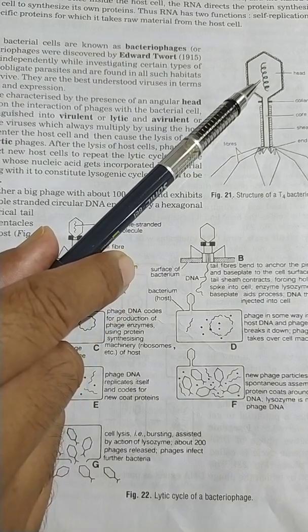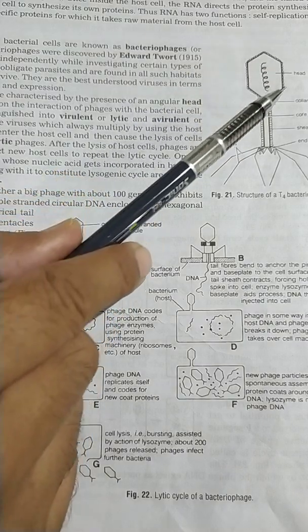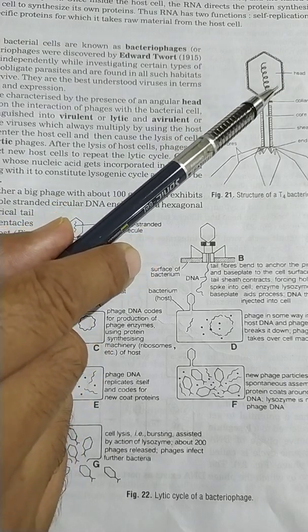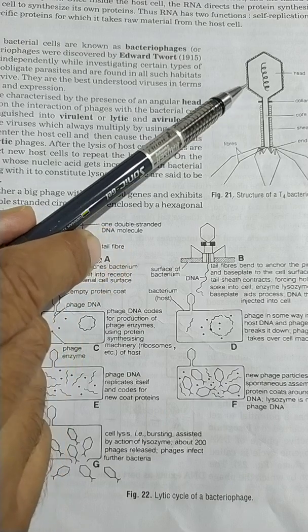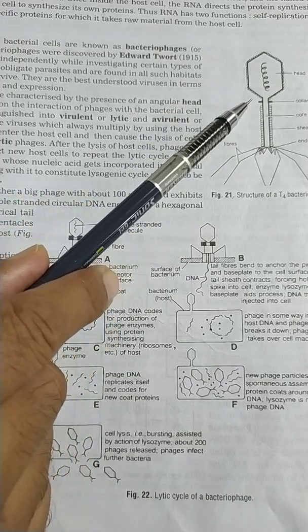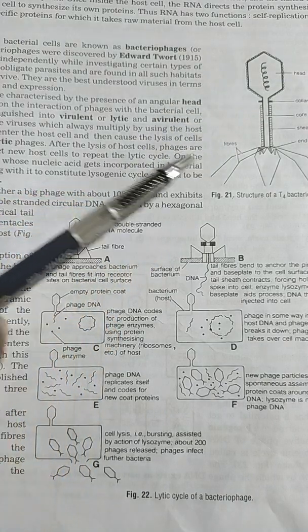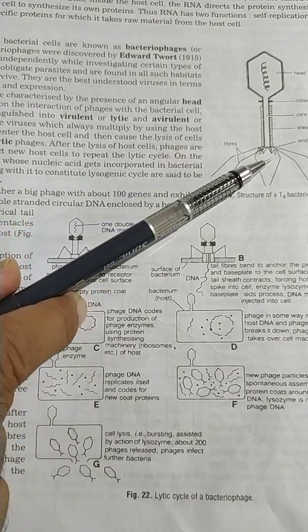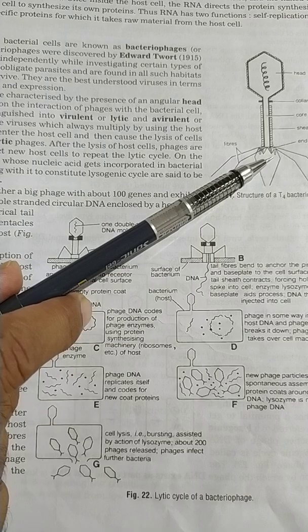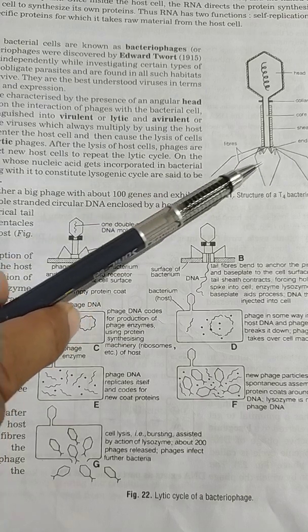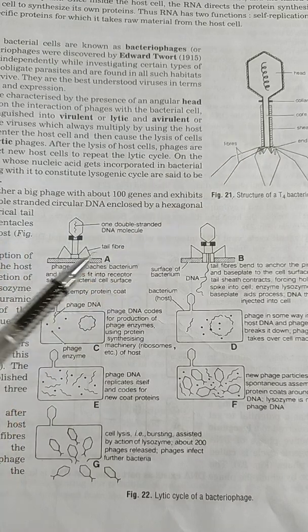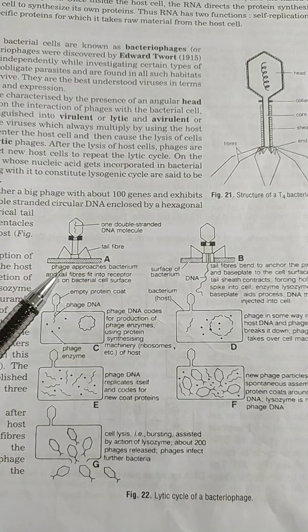It has a double-stranded circular DNA enclosed by a hexagonal head. There is a double-stranded DNA nucleic acid inside a hexagonal head, and there is a cylindrical tail. Do you see here? There is a cylindrical tail which possesses 6 tentacles for attachment to the host. So here it is attached to the host.